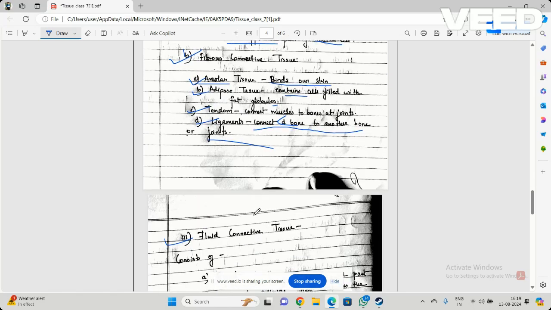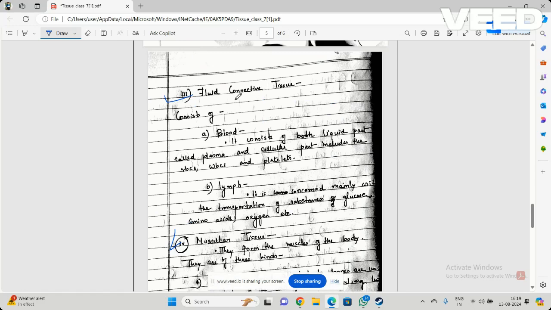Okay, I hope it is clear. Next one is fluid connective tissue. What is fluid connective tissue? It consists of blood and lymph. What is blood? Blood consists of both the liquid part of the blood and the cellular part. The liquid part is called the plasma, and the cellular part is called the RBC, WBC, and platelets. You have to learn that.